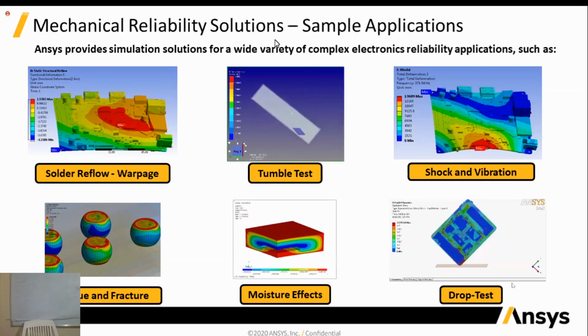Then we have fatigue and fracture. Fatigue, in electronics, we will be mostly looking at the solder joint reliability, SJR analysis, and fracture, like delamination analysis. All these can also be studied. Then we have moisture simulation and drop test. So this slide gives the overall picture of the mechanical reliability analysis that can be carried out under Ansys.